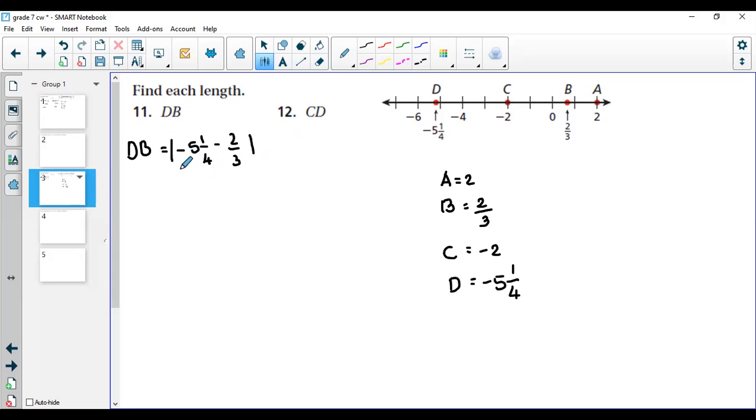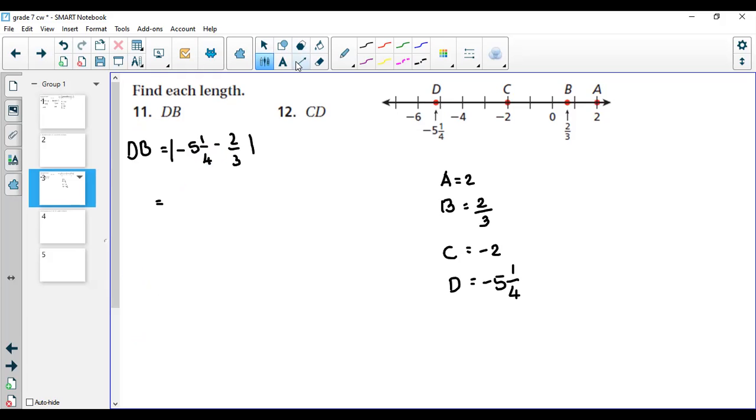Okay, now we have to subtract the fractions. Now you know that you cannot subtract fractions how it is, because first of all this is a mixed number and this is a normal fraction. So that's one thing you cannot subtract. Second, you cannot subtract when the denominators are different. You need to make the denominators the same. So to get rid of all these things, let's change this to an improper fraction first.